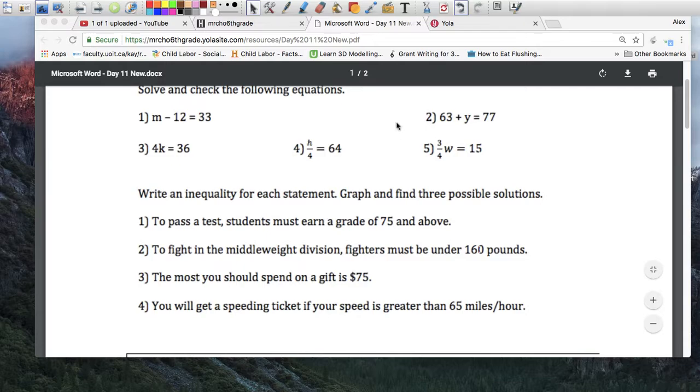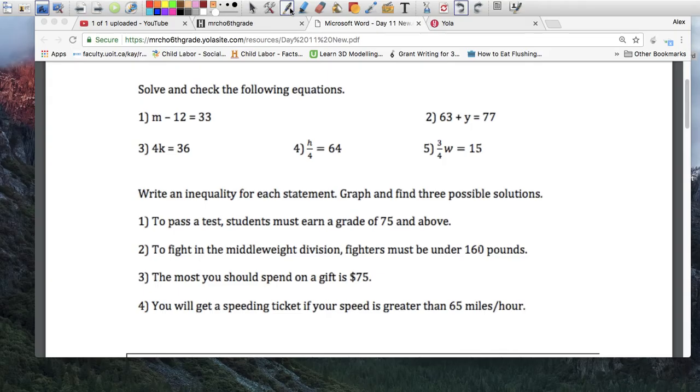Write an inequality. Okay, to pass a test, students must earn a grade of 75 and above. So the test, use T for your test. Here's your grade of 75. What's the relationship here? To pass this test, it has to be greater than 75. Can it be equal to 75? Yes, it says a grade of 75 and above. So equal to 75 and above 75, you pass.